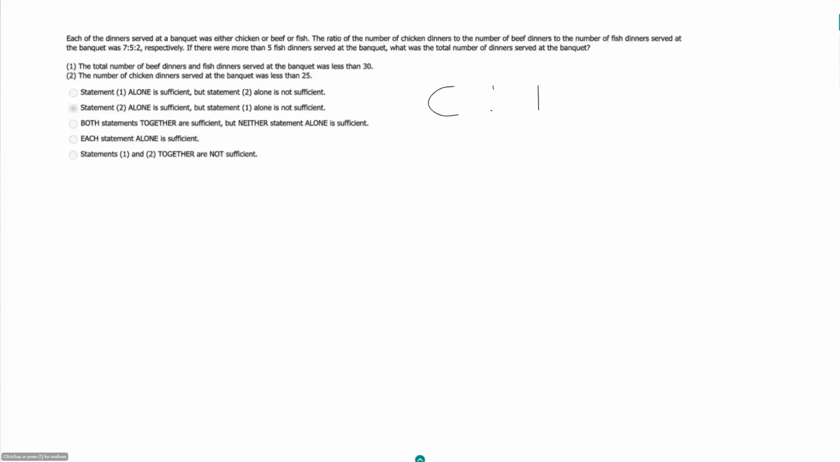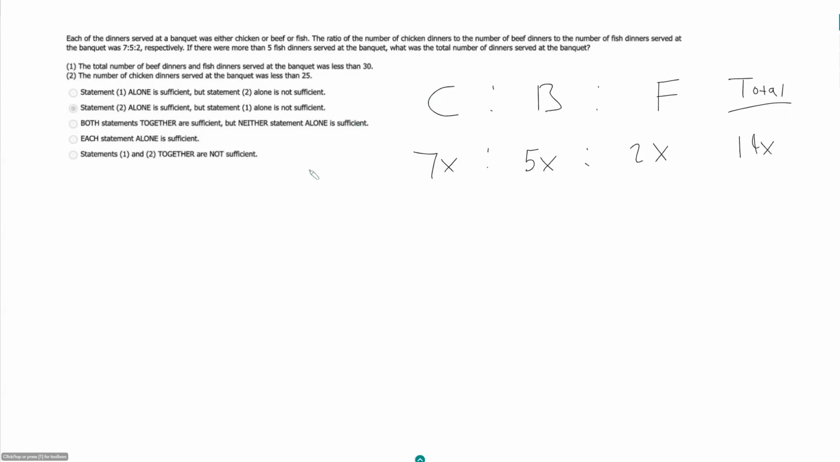to beef to fish in our ratio. And they say that ratio is 7 to 5 to 2, so we can think of that as we have 7x chicken dinners, 5x beef dinners, 2x fish dinners, where x is just our multiplier, which means we have a total of 12x, 14x dinners served.